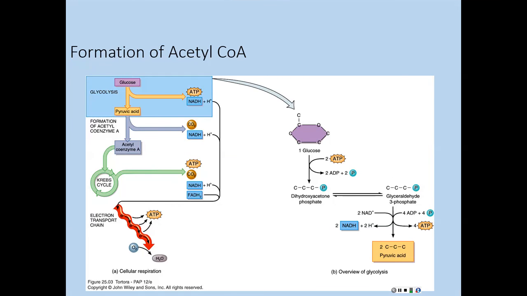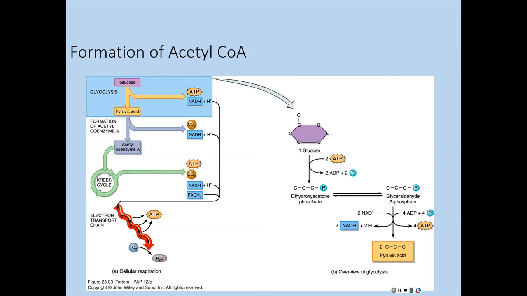All right, in this lecture, we're going to take a look at the formation of acetyl CoA and the Krebs cycle, or citric acid cycle. So, we just finished looking at glycolysis, and we were left with pyruvic acid, if you'll recall. So, with pyruvic acid, we then have an option.